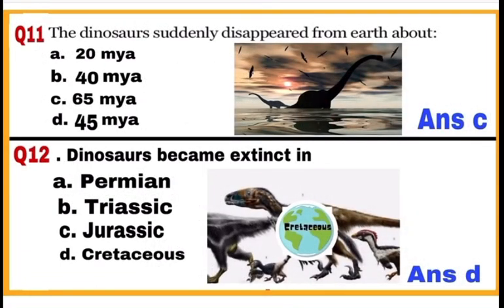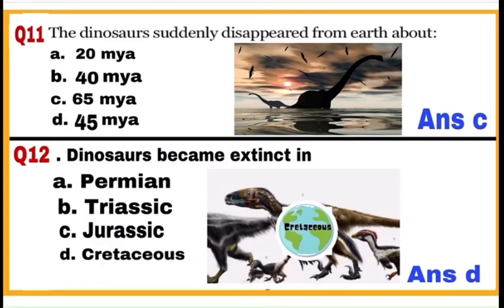Question 11. The dinosaurs suddenly disappeared from Earth about 65 million years ago. We don't know the true reason. Some say climatic changes killed them. Some say most of them evolved into birds. So here, correct choice is C.